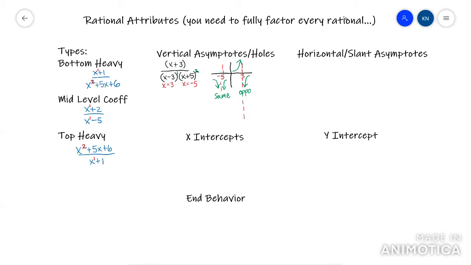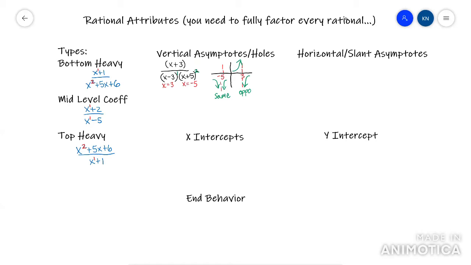Now, when it's an exponent of 2, they're going to go the same way. So either both down, or they could go both up. They're going to match though. So that's really important to know, because it'll help you draw these graphs.